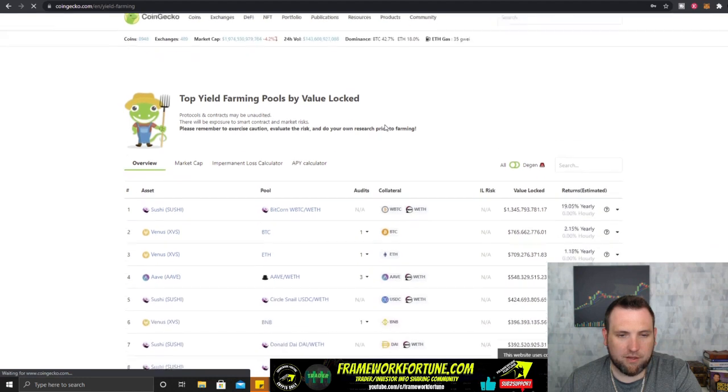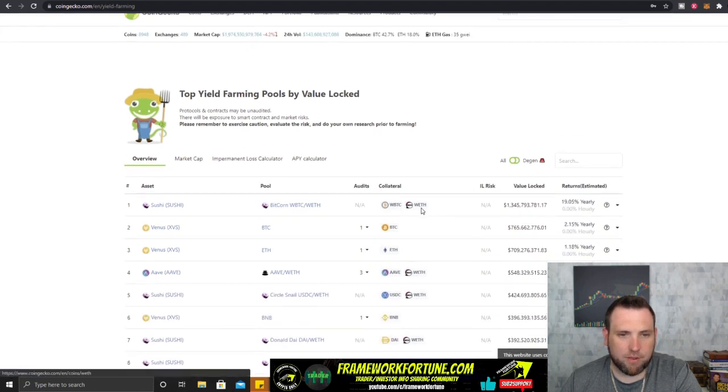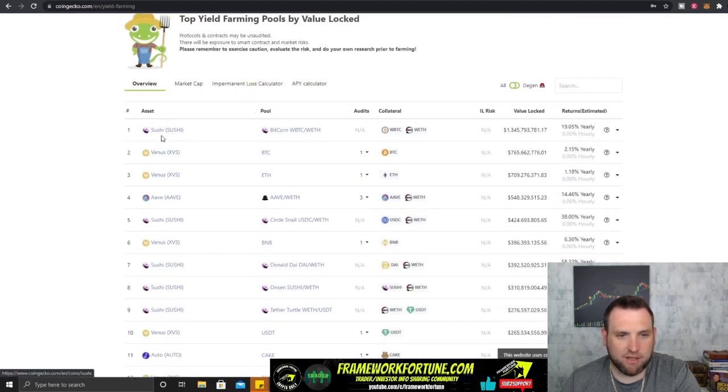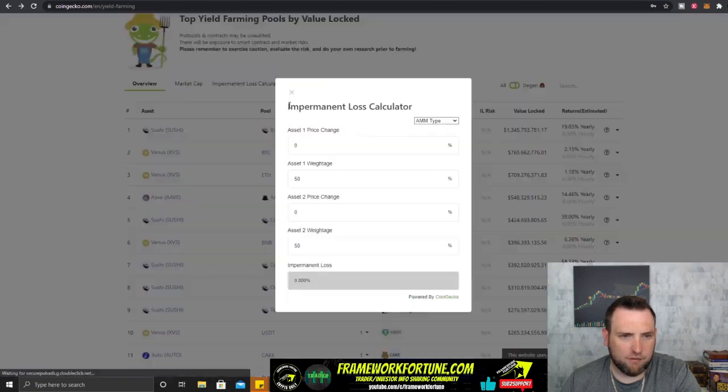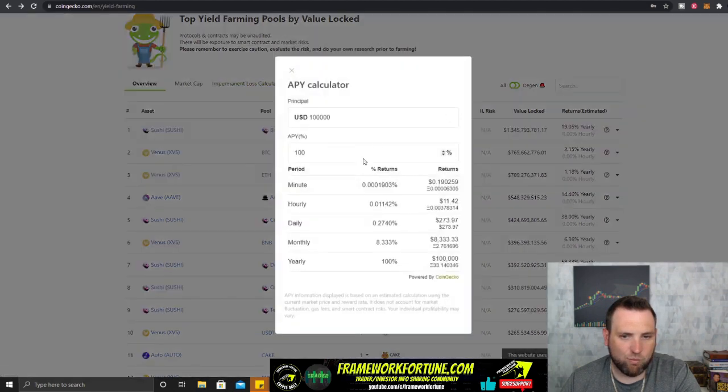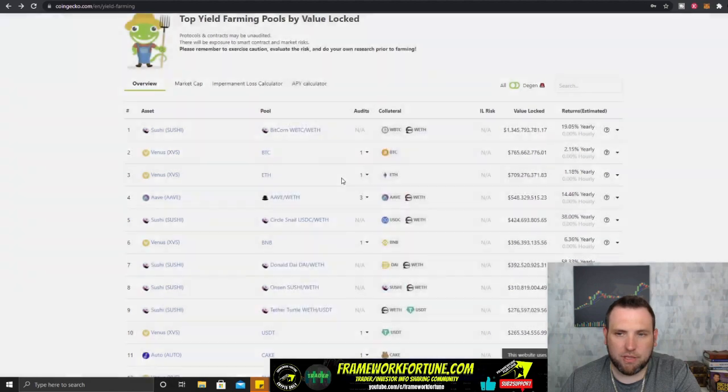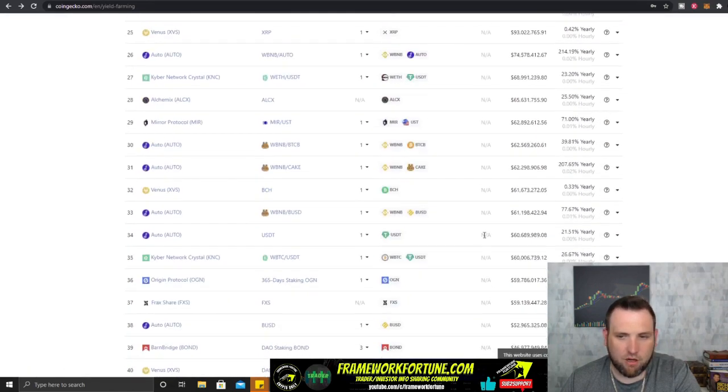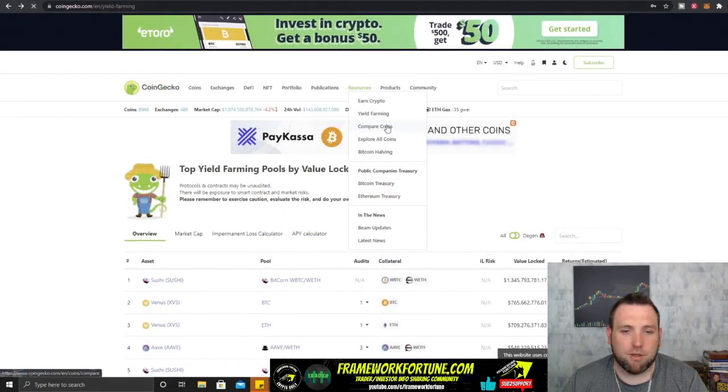And then you can learn about yield farming and the top yield farming pools by value locked. Right there, Sushi's number 1. Click on impermanent loss calculator. You can calculate out the impermanent loss. You've got an APY calculator again, so you can check out what your returns are going to be, but they also give you a list of all these different pools. So you can compare coins and do side-by-side comparisons. You can explore all the coins again.